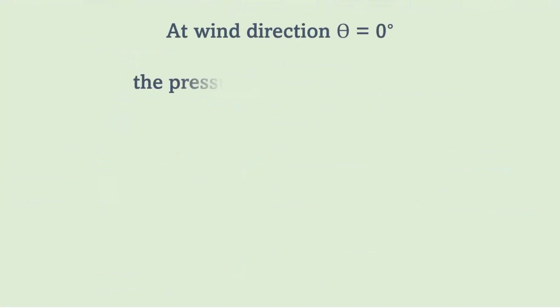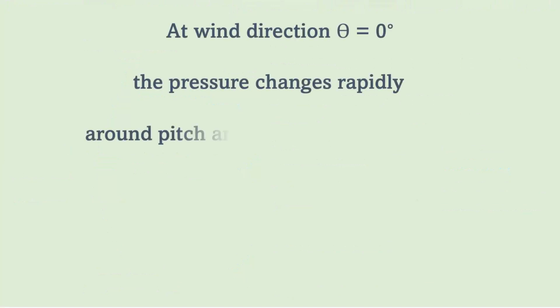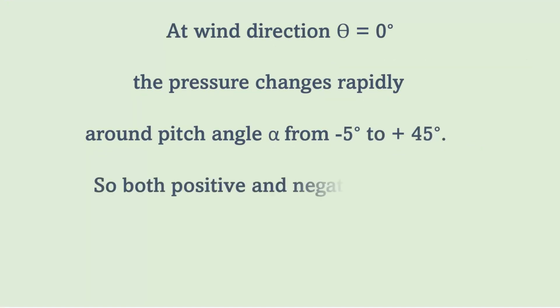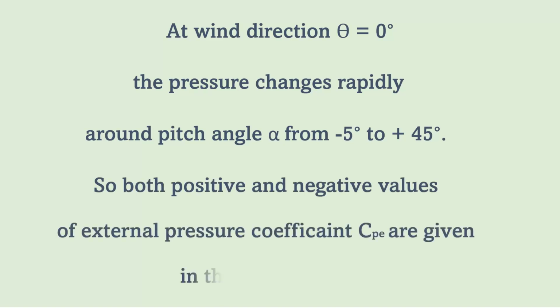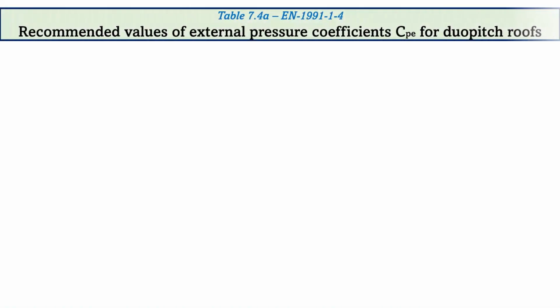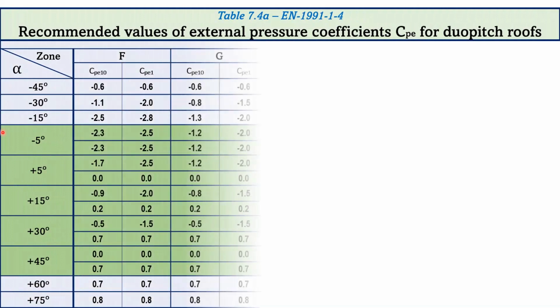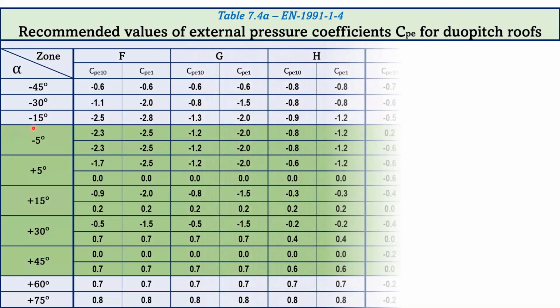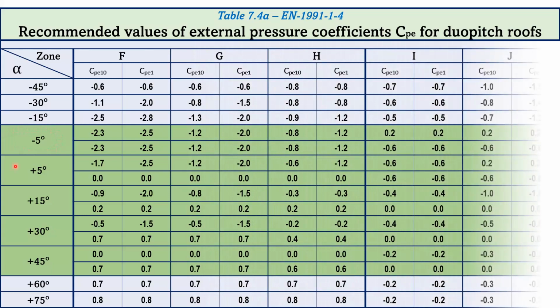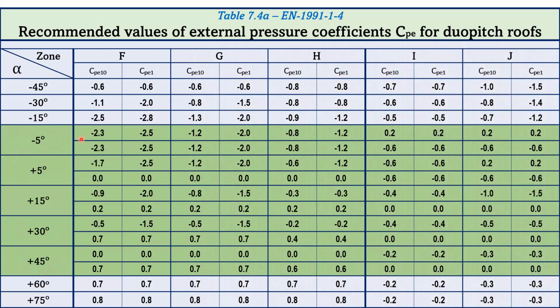At wind direction 0, the pressure changes rapidly around pitch angle alpha from -5 to 45 degrees. So both positive and negative values of external pressure coefficient CPE are given in the following table. Below are the recommended values of external pressure coefficient CPE for duopitch roofs. As mentioned earlier, for angles from -5 to 45 degrees, two values for external pressure coefficient CPE are given.